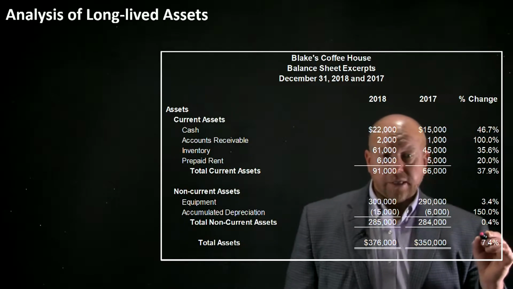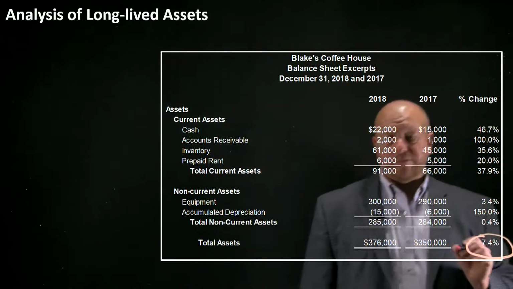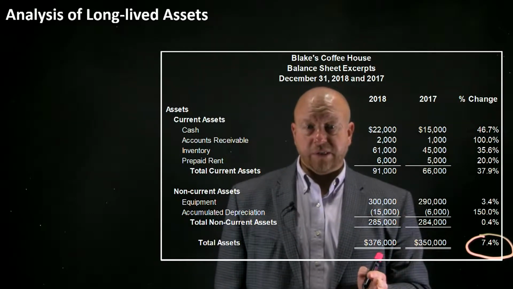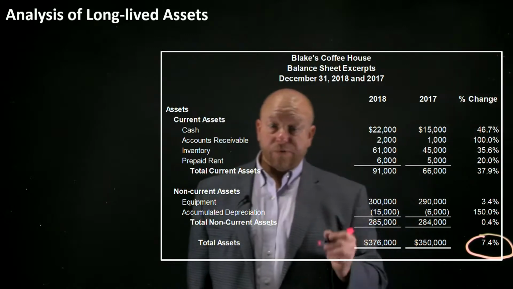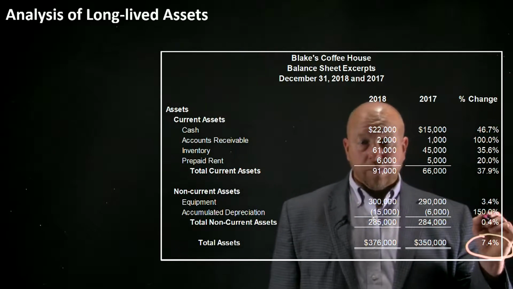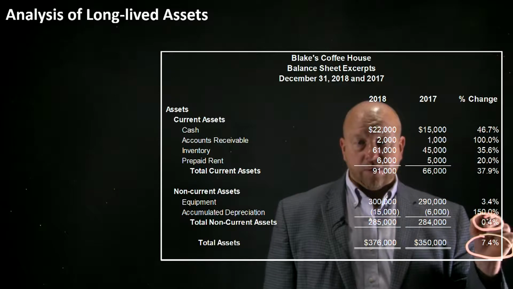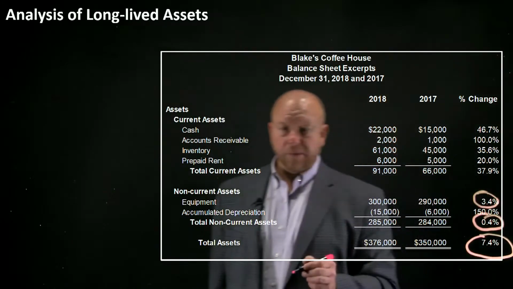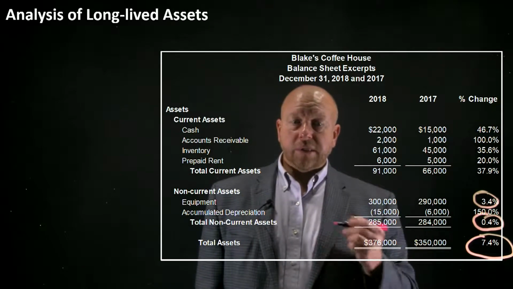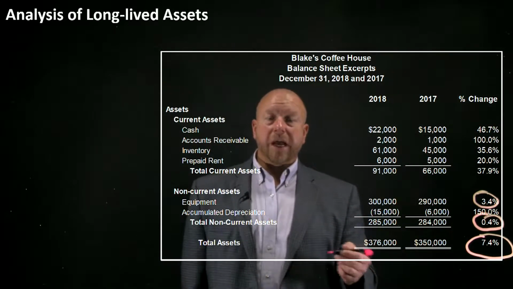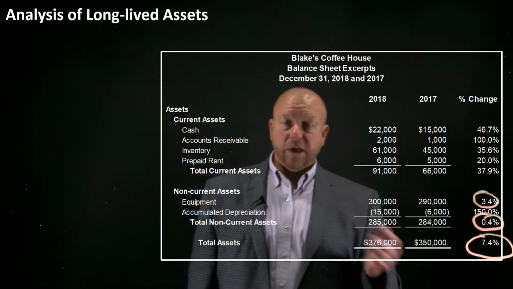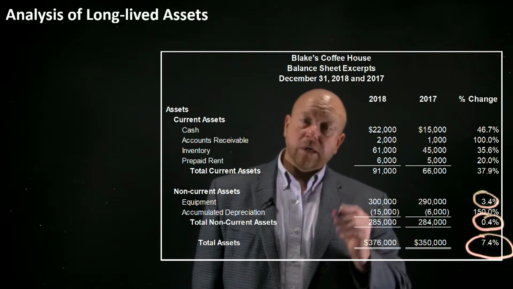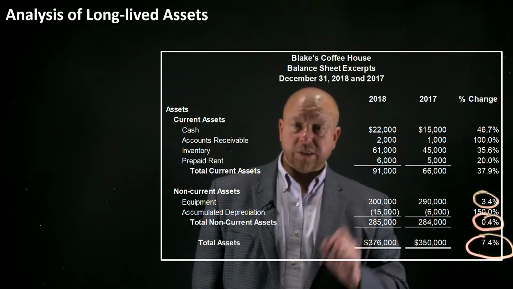Overall, assets increased by a little over 7% for Blake's Coffee House. They rose from $350,000 to $376,000. But our fixed assets, our property, plant, and equipment, net fixed assets only increased by 0.4%. Gross fixed assets increased by a little more than 3%. So what this is telling you is a little bit of information about the composition of fixed assets relative to the other assets in the balance sheet. Horizontal analysis is a tool. We can also use vertical analysis, which we'll see in just a second.